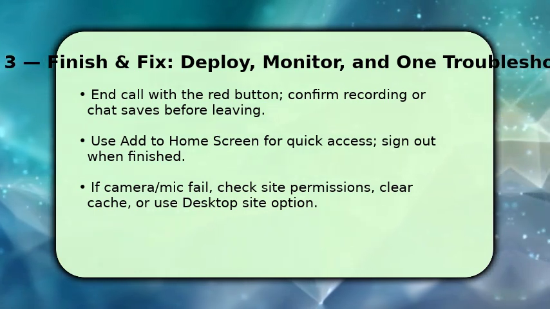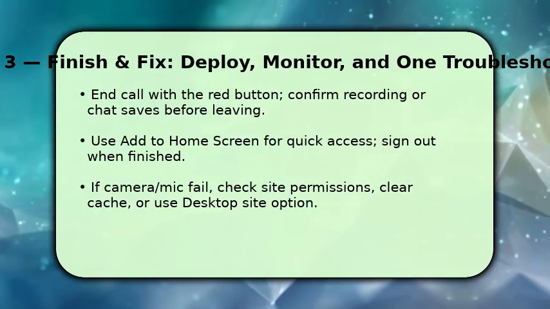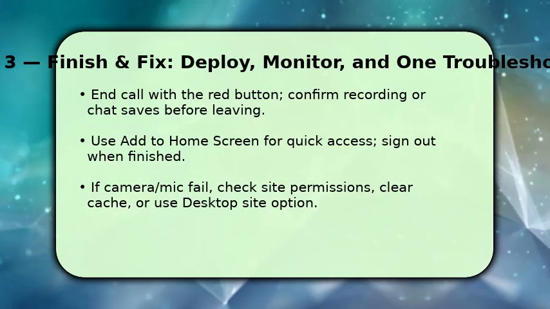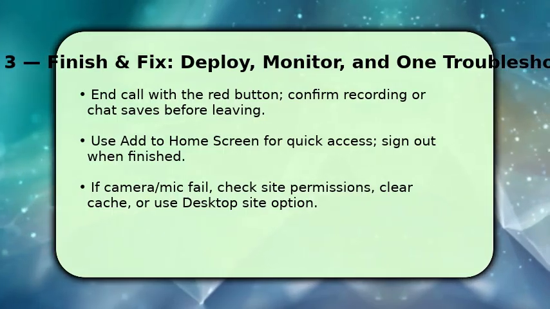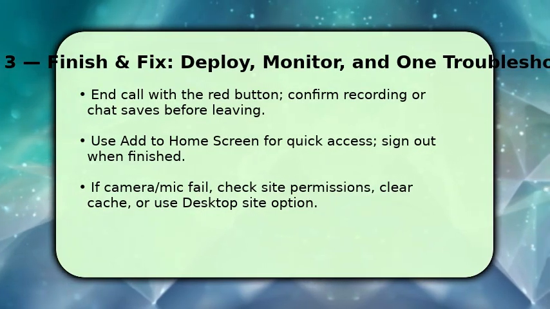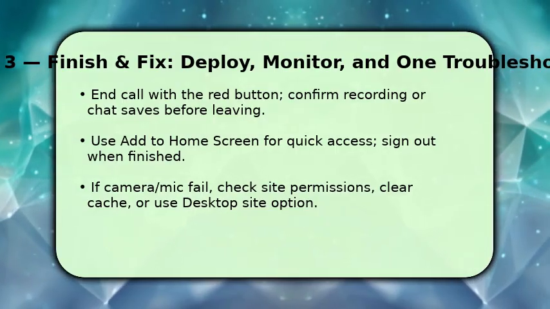If something goes wrong, like no mic or camera, open browser settings, check site permissions for microphone and camera, clear the browser cache, and reload Meet.Google. If needed, enable desktop site to access full controls. And finally, switch to a stronger Wi-Fi or cellular connection if audio or video quality suffers.